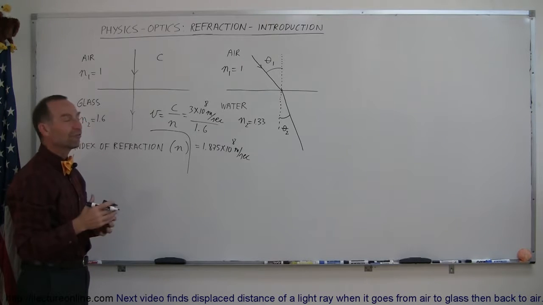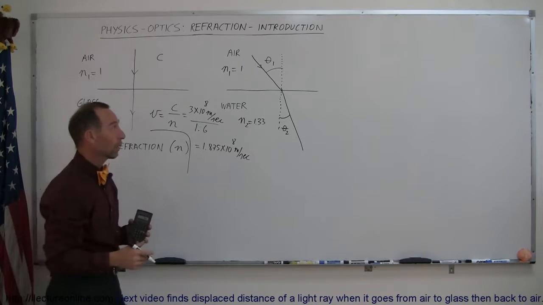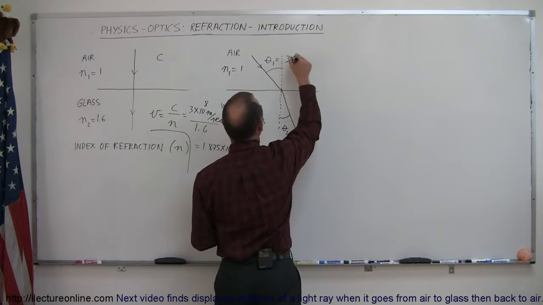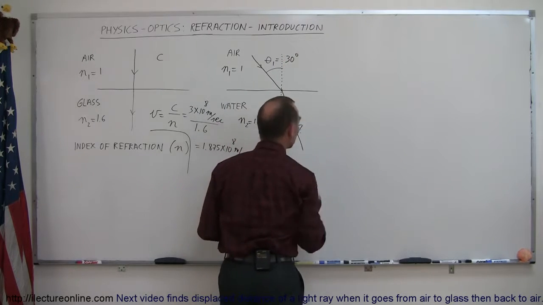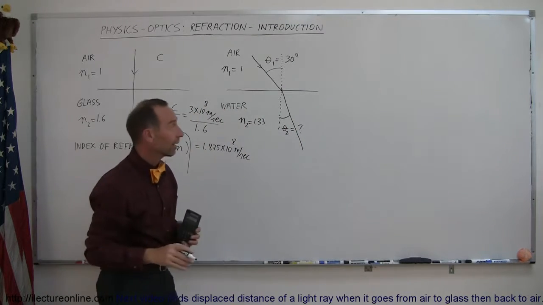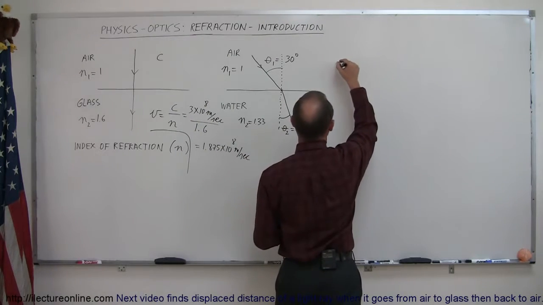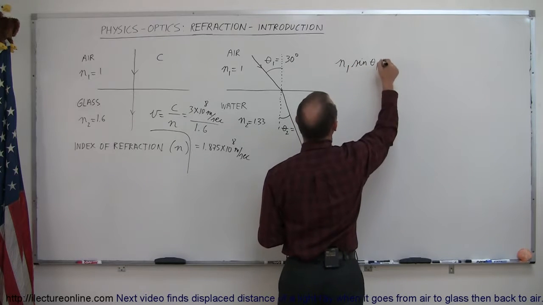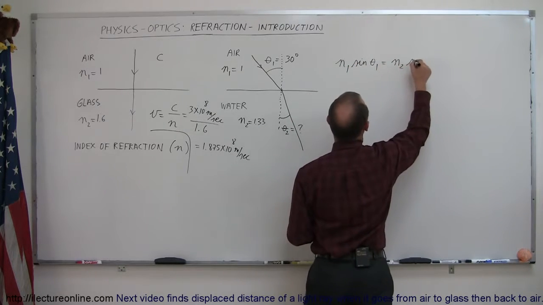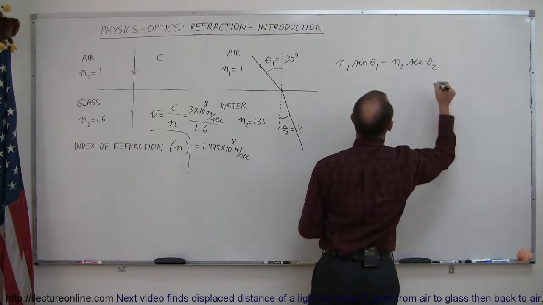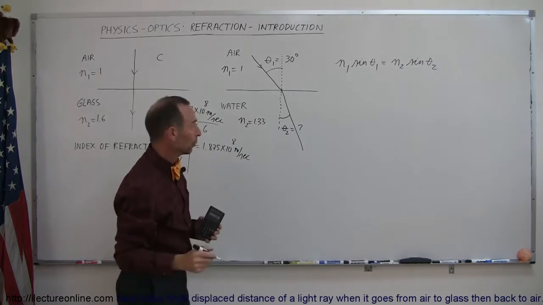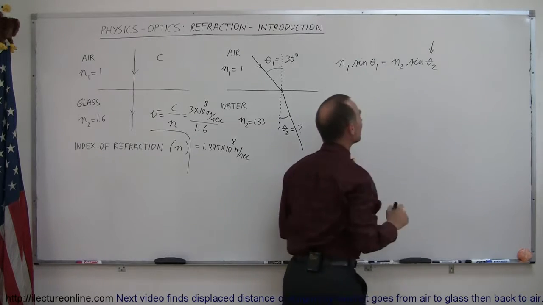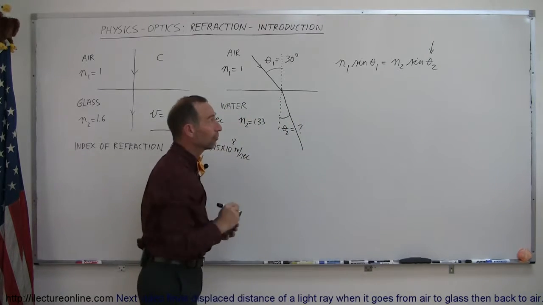Well, how do we actually find out what those angles are? Let's do a quick example. Let's say, for example, that theta 1 is equal to 30 degrees. Then what do you think theta 2 will be equal to? Well, it turns out that Snell's law enables us to do that. And Snell's law says that n1 times the sine of theta 1 equals n2 times the sine of theta sub 2. And again, what we're trying to find is the angle theta sub 2, which means we have to algebraically solve for that angle.